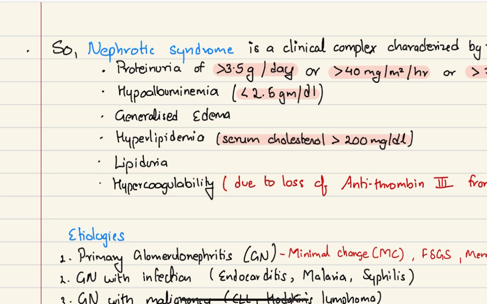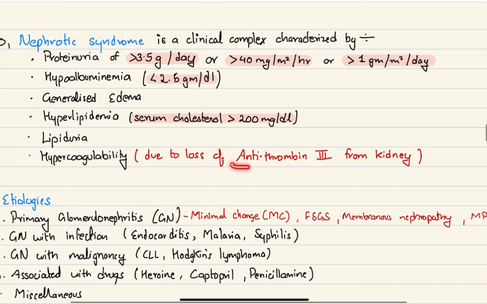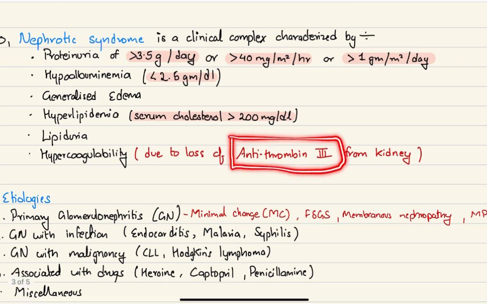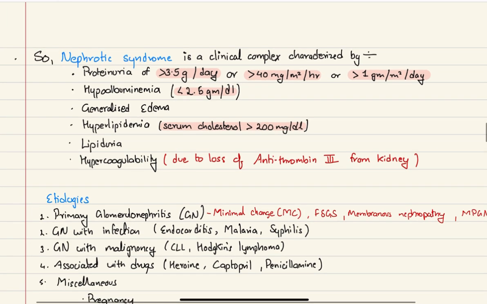It is because of loss of antithrombin 3 from the kidney. So not only are all the proteins lost, but antithrombin 3 is also lost from the kidney. Hence, this will increase the risk of hypercoagulability.